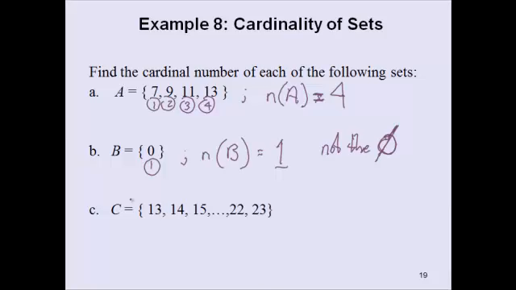And then C is 13, 14, 15. Well, here are our ellipses again, right? So 16 is here, 17 is here. They just didn't want to write them all. And then we're going to stop at 23, right? So the n of C is going to be equal to 1, 2, 3, 4, 5, 6, 7, 8, 9, 10, 11. If we write them all out, we're going to get 11, okay? And that makes us happy.